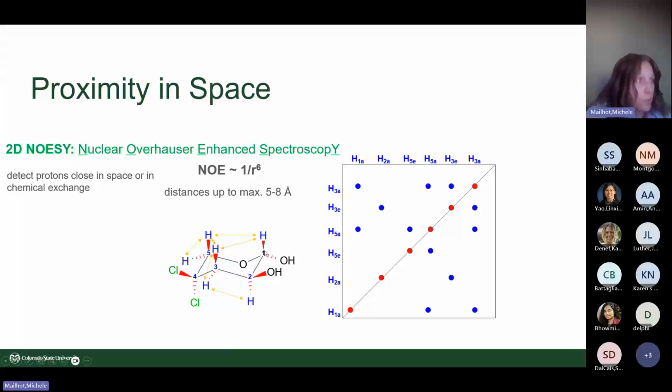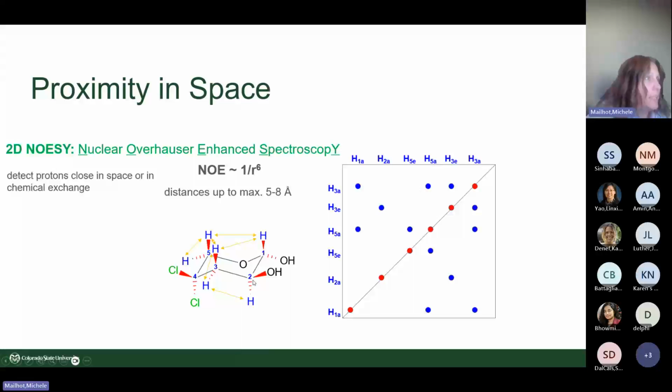But this is actually a through space experiment. The limit is 1 over r to the 6. So you have to take that into consideration where you're looking for long range proton-proton correlations. There is a limit. It's about 5 to 8 angstroms, and the NOE scales as 1 over r to the 6. So you're not going to see something at, I mean, 8 angstroms is really pushing the limit on the systems we have here. Maybe on a new spectrometer at high field, it would be a little bit easier.